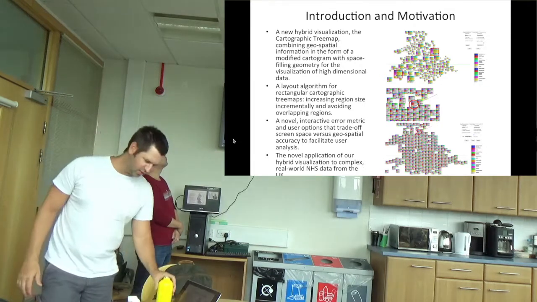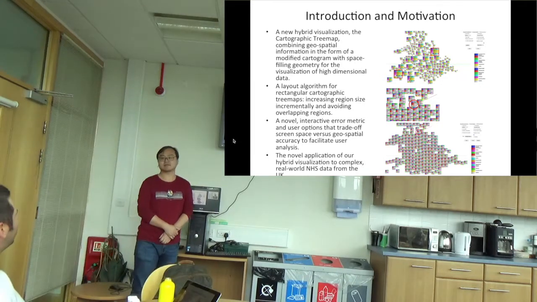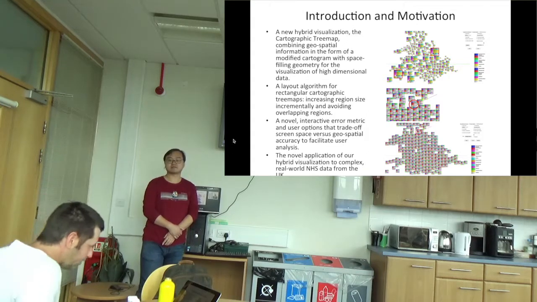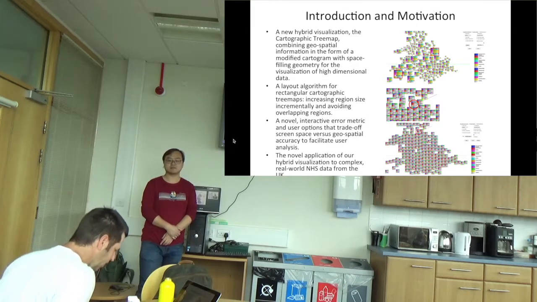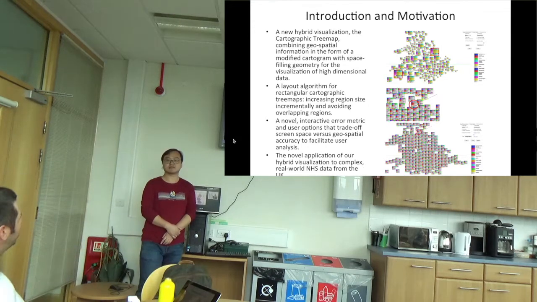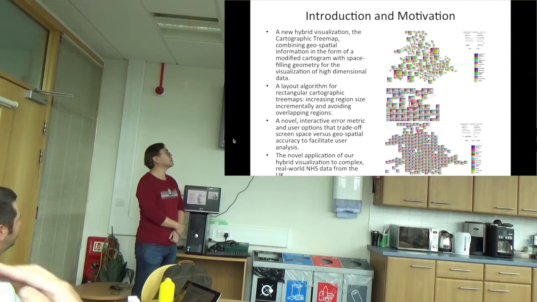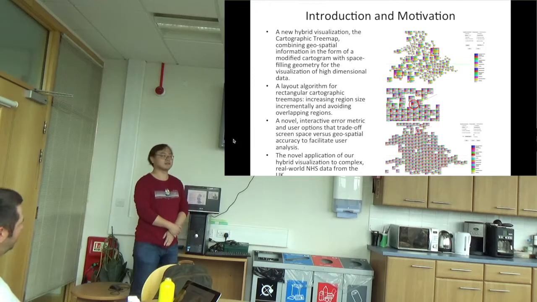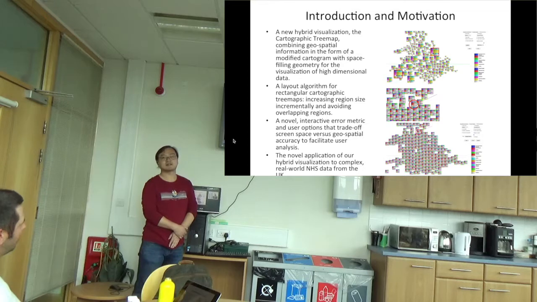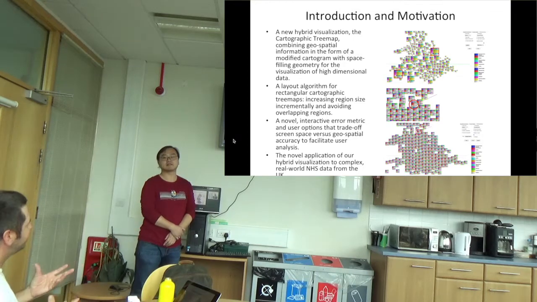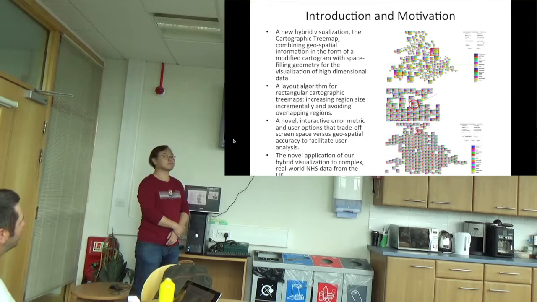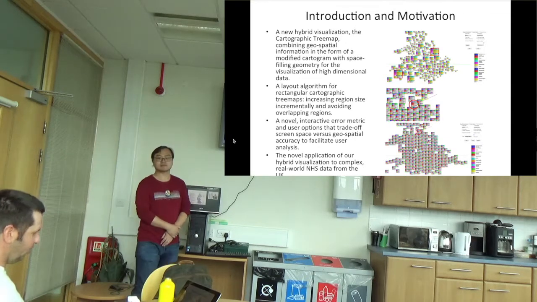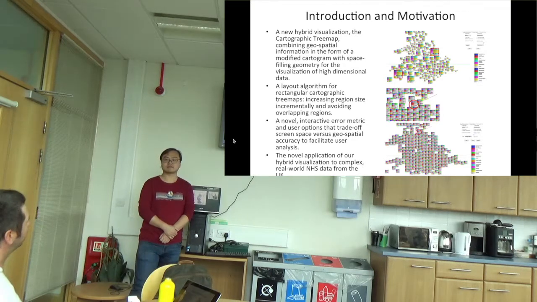because the NHS collects so much data, it's nice to visualize it. You could choose a tree map to visualize it, because it's space filling. It's a traditional way, but it doesn't have the geospatial information. Or you could choose a cartogram, which has the geospatial information, but it's not space filling, and it's univariate, generally speaking. I would mention those two things on this slide.